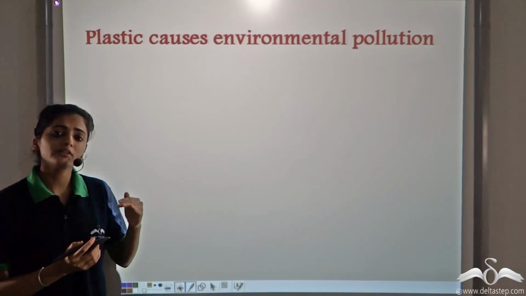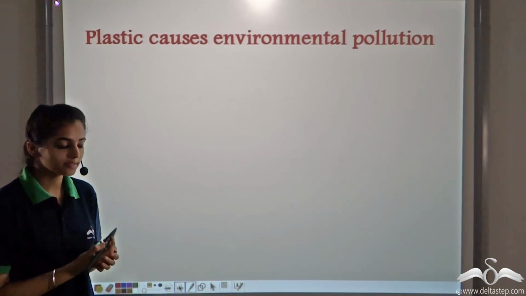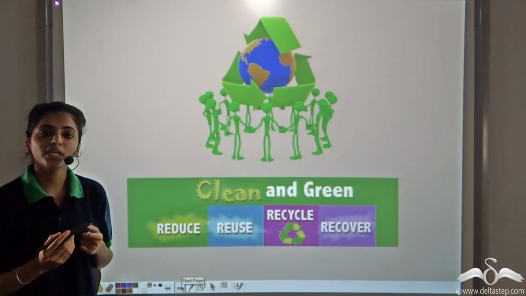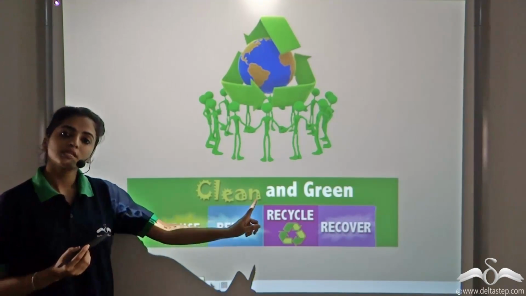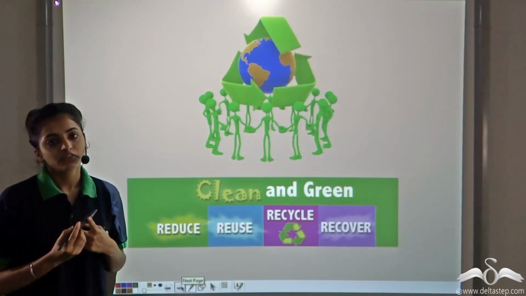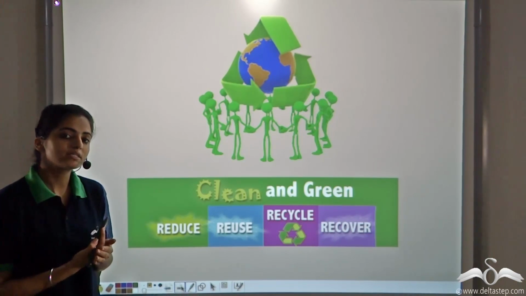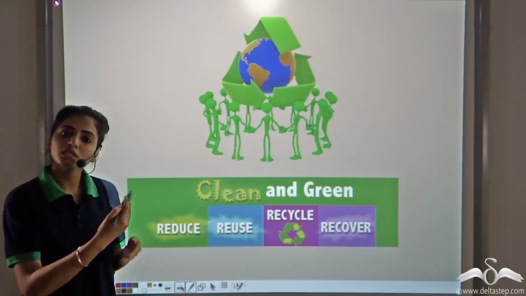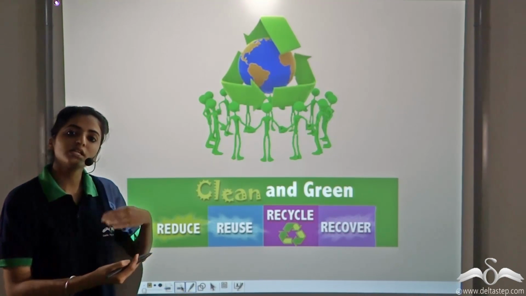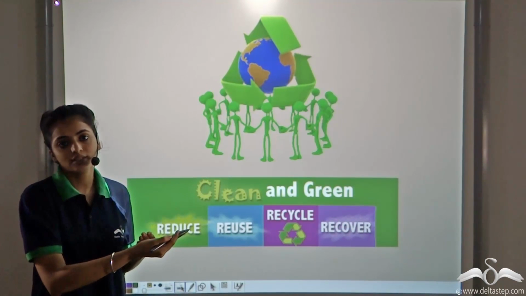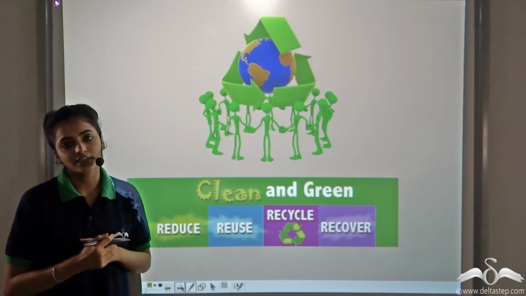So now, how can we reduce or minimize the environmental pollution caused by plastics? We can use the 4 R's, that is reduce, reuse, recycle and recover. We know plastics are non-biodegradable, so we try to minimize their use. We try to reuse them. The plastics that we already have, we recover them and recycle them to make new products. So in this way, we can minimize or reduce the harmful effects of plastics.